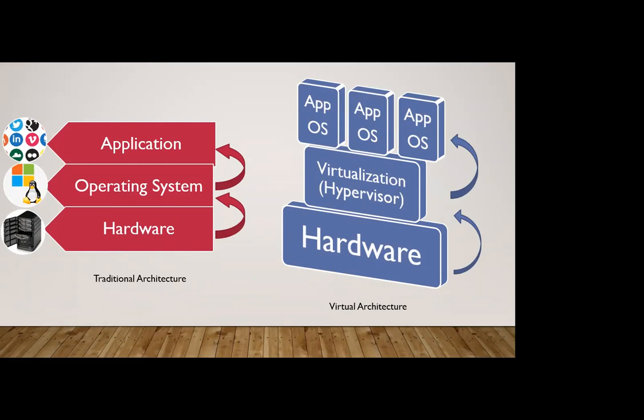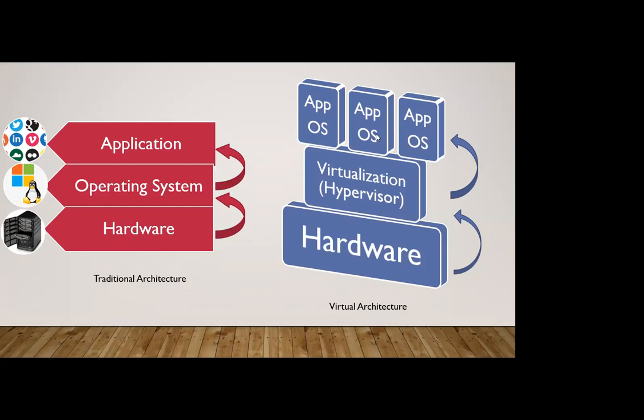Okay. But on the right side of your screen, there is a virtual scenario. What is the virtual scenario? There is hardware. On top of this hardware, there is a virtualization option available. That is called a hypervisor. And on top of this virtualization, we have operating systems and all those things. Practically, I will show you how virtualization works. No need to worry. I will show you both the scenarios.